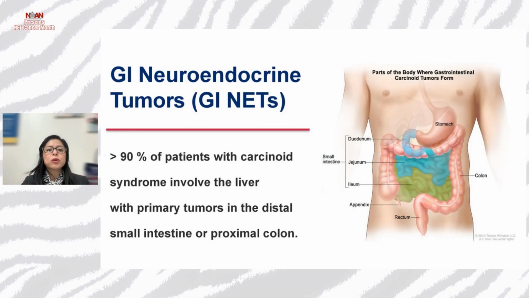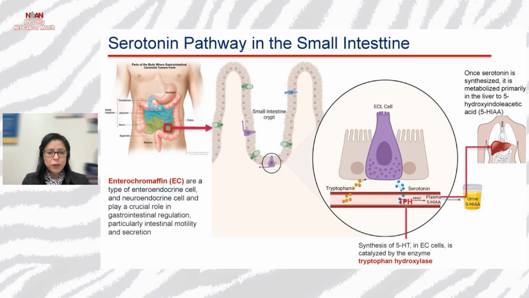Now, let's focus a little bit on the neuroendocrine tumors of the gastrointestinal tract, or the GI NETs. More than 90% of patients with carcinoid syndrome have liver involvement, with primary tumors in the distal small intestine or proximal colon. Most of the neuroendocrine tumors in the gastrointestinal tract can cause this syndrome called carcinoid syndrome because they have the capacity to produce extra hormones. This hormone is called serotonin. And we're going to talk a little about what that means.